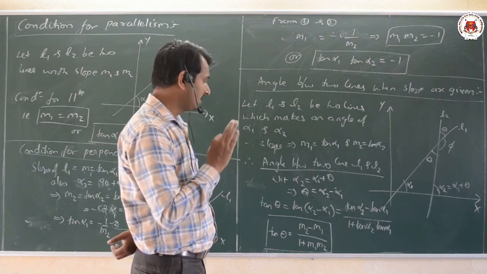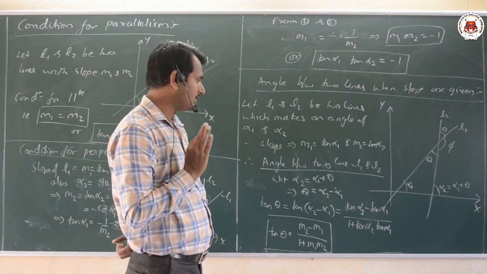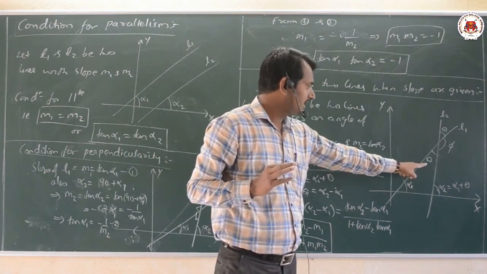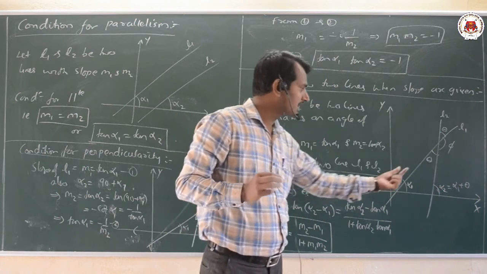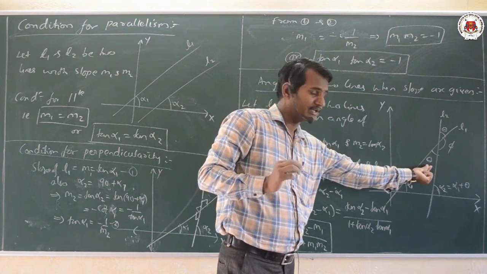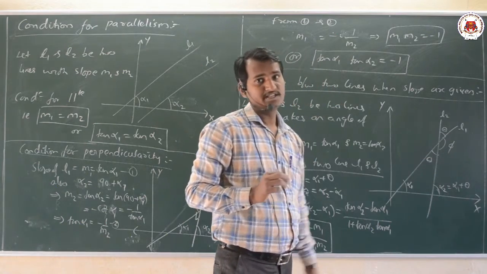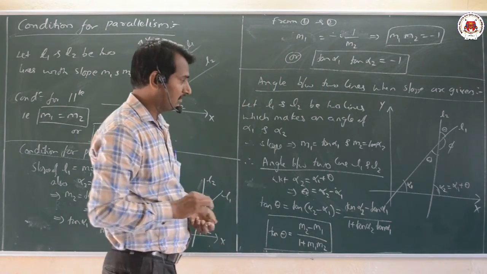So here there are two varieties. The angle between two lines: if theta is acute, the shortest angle will be theta, that is the acute angle, and phi is nothing but our obtuse angle.